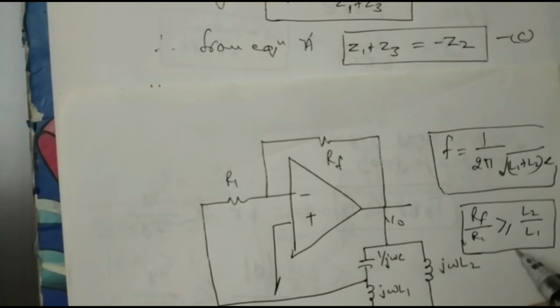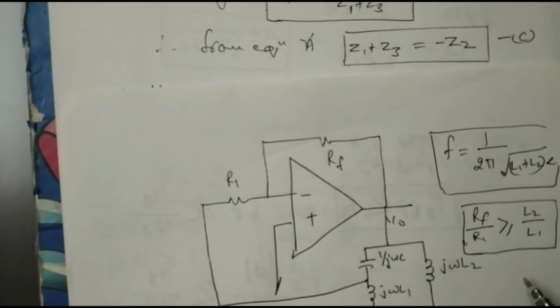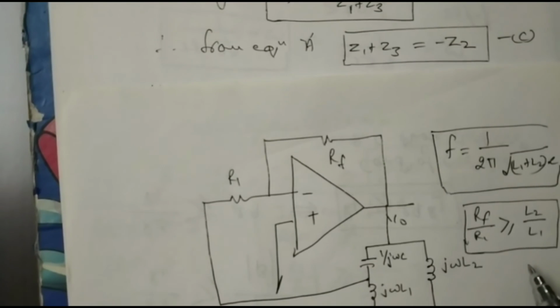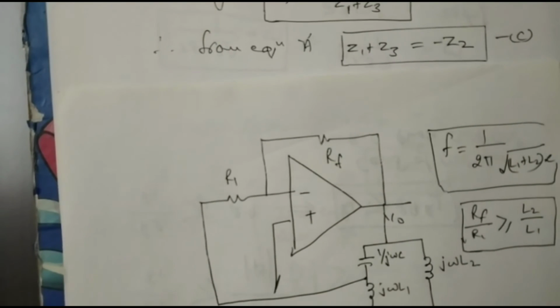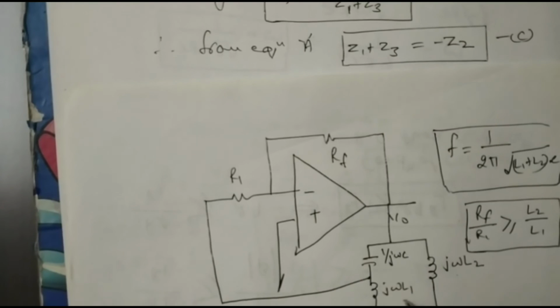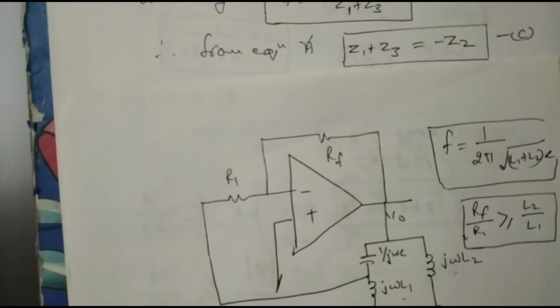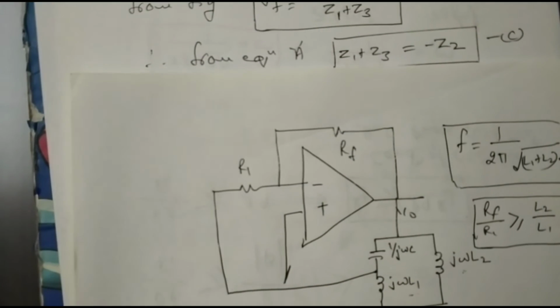I hope you are able to understand the working of the Hartley oscillator. One thing you must remember is that if it is a Hartley oscillator, then we need two inductors. L1 and L2 will be the inductors in the case of the Hartley oscillator. I think you will be able to understand the working and analysis of the Hartley oscillator.